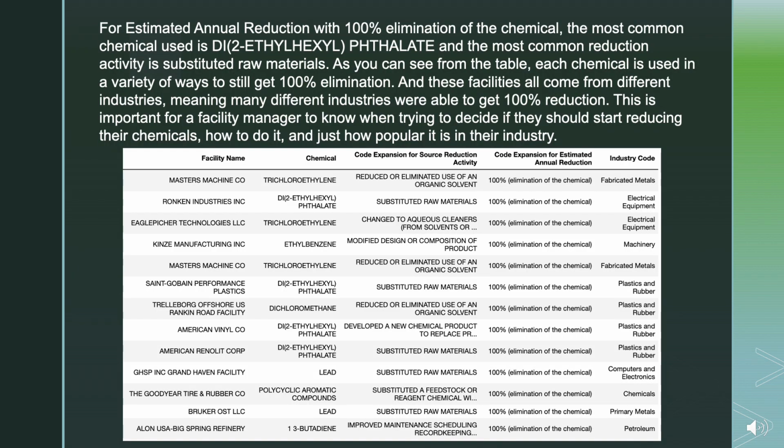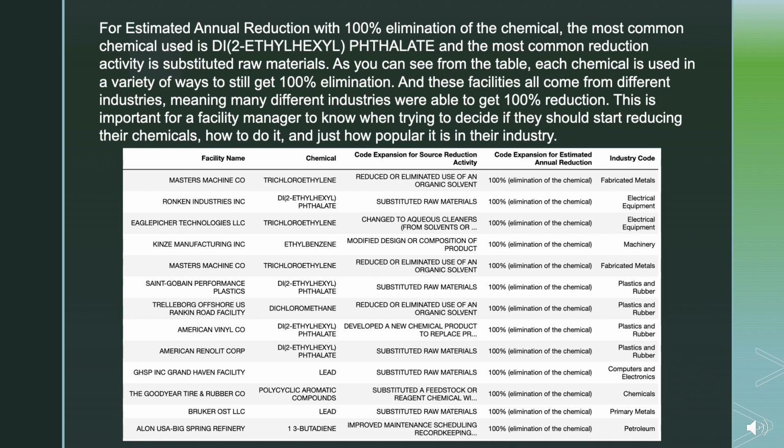Using data slicing, I narrowed the table down to just a code expansion for estimated annual reduction to be 100% elimination and to show the facility name, the chemical, the code expansion, and the industry code. This can help us analyze if one code expansion is better for 100% elimination or a certain chemical, and what kind of industries and facilities are using this method.